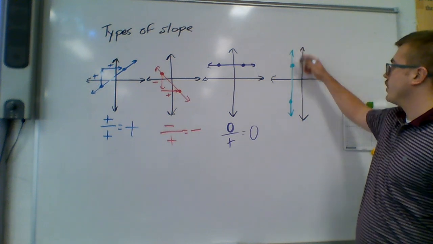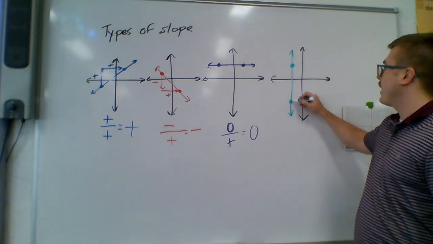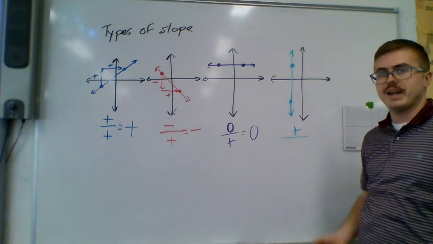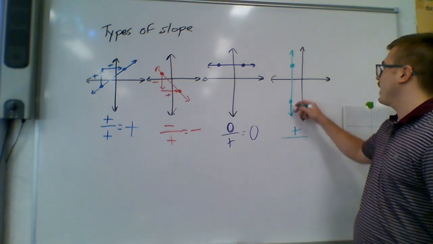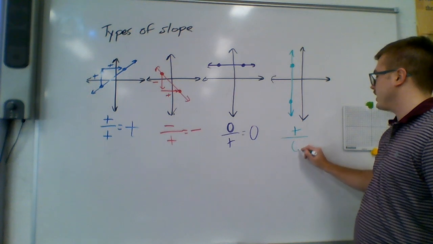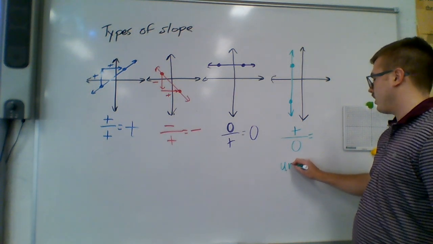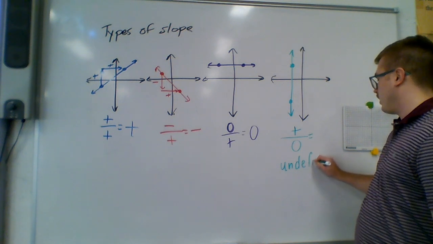Last one, vertical, straight up and down. My rise is going to be positive because I'm going up, or I'm going down, doesn't really matter. But then I don't run. I never move left and right. So I divide by 0, and we can't do that. So that becomes undefined.